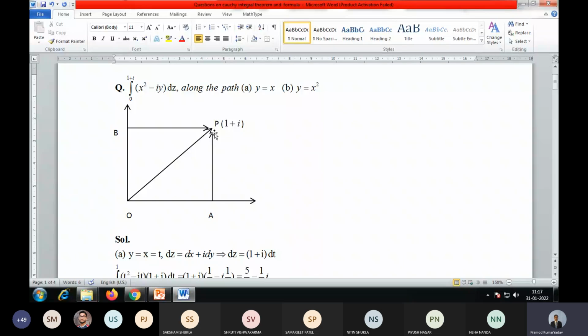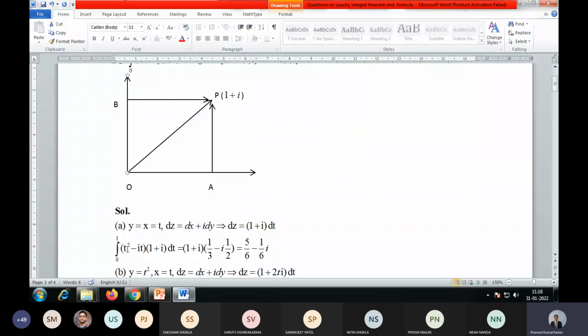So there are two ways to reach this point 1 plus i from origin. One, we can move on x-axis up to the point A, then from A, we may reach at point B. There is another option to reach at point B. First we are going to move on y-axis up to the point B, and then from B we are moving towards P. So we can reach this point P. In fact, these are two in front of you, but there are so many paths to reach point P from the point O.